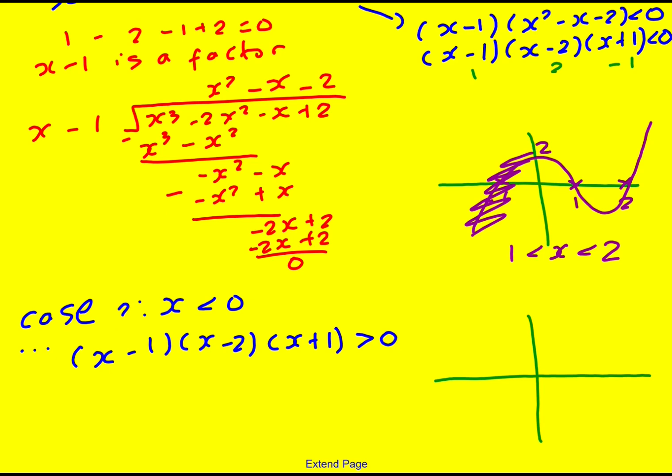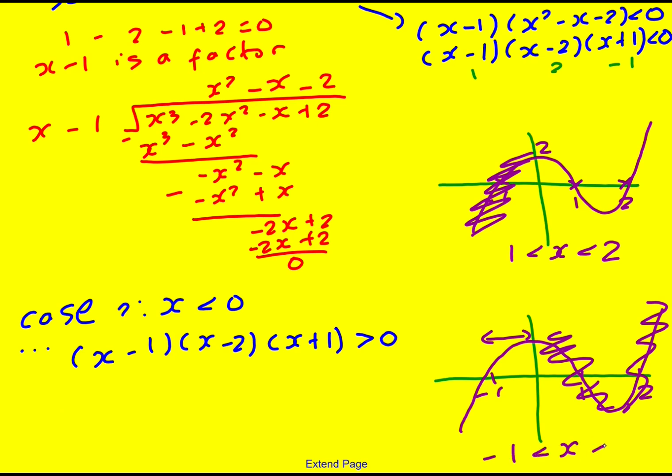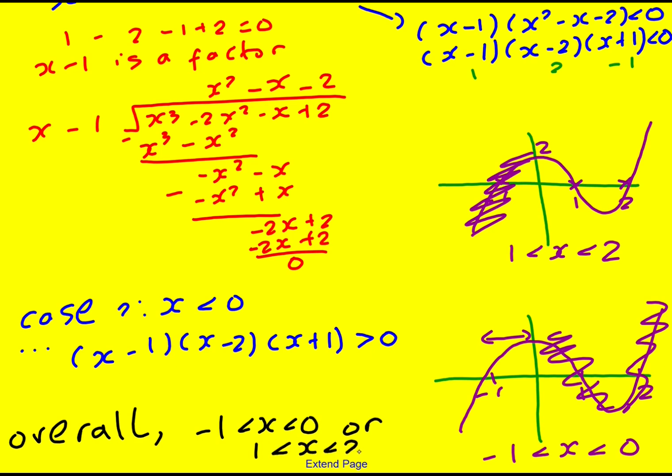Let me draw it again. But this time it's less than zero, so I can just get rid of all of that. I'm interested when it's greater than zero. It's here, so it's going to be minus 1 less than x less than zero. And therefore, overall, this gives us minus 1 less than x less than 0, or 1 less than x less than 2.